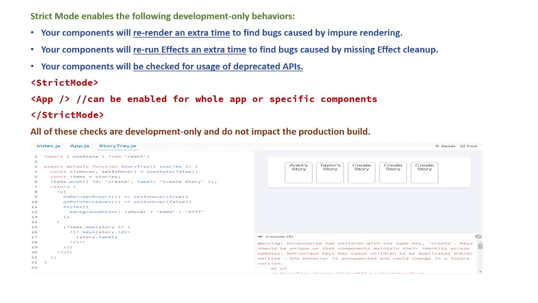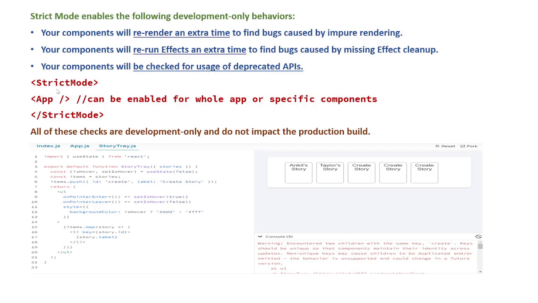So let's first see how strict mode is used. Strict mode does three things majorly. It will find the issues caused by impure rendering, it will find the issues caused by missing effect cleanup, and it will check for the usage of deprecated APIs. Impure rendering, it will check by rendering an extra time. For missing effect cleanup, that return statement that you have to keep in the useEffect, and whether you're doing the cleanup, you're unsubscribing or doing the proper cleanup, that is also checked, but it will rerun the effect an extra time. It will also check the usage of deprecated APIs. So it will throw a warning if any of these three things happen in your code.